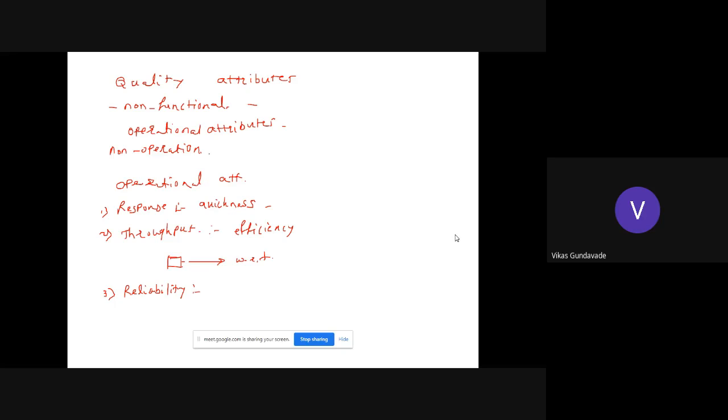Or even we can call it how much percent there may be the susceptibility of that particular system failure. If the system is more reliable, that means it will work faster, as well as it will work properly. It will provide the proper functioning of that particular system.